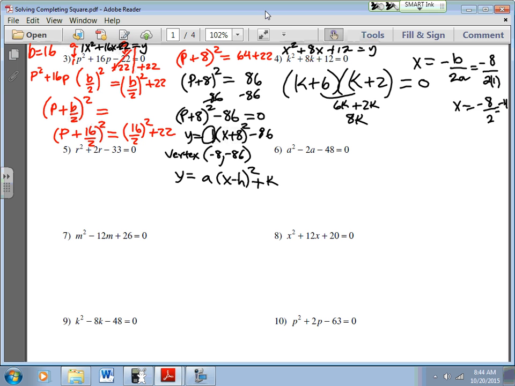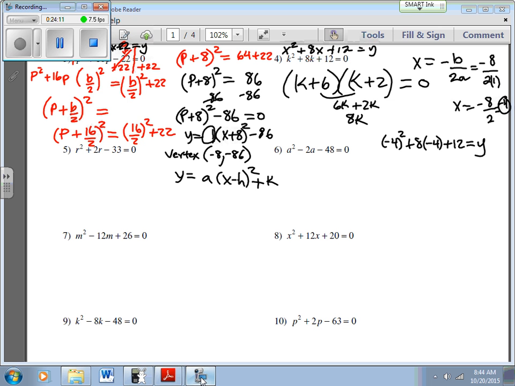Well, to do that, I have to plug -4 back into the problem for x and simplify that. Can you guys simplify that for me and see what you think? -4 squared plus 8 times -4 plus 12. That'll give you the y coordinate of the vertex. Alright, so right now you're simplifying to get the y coordinate.